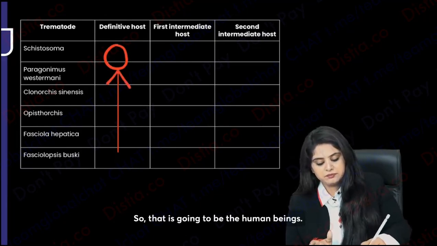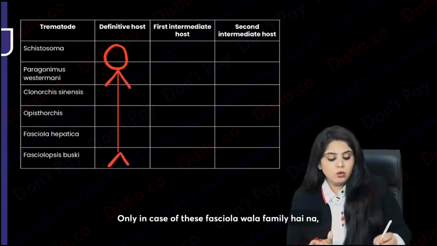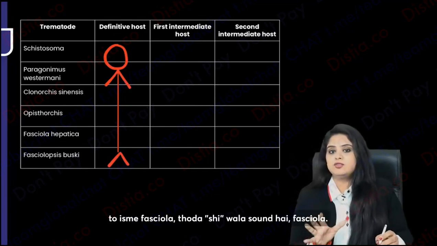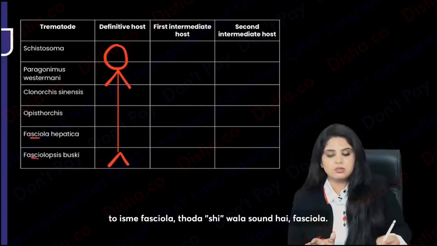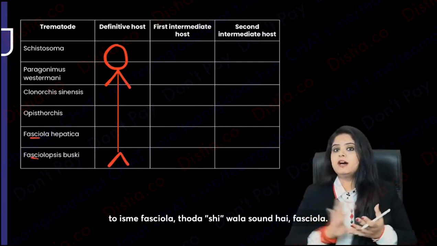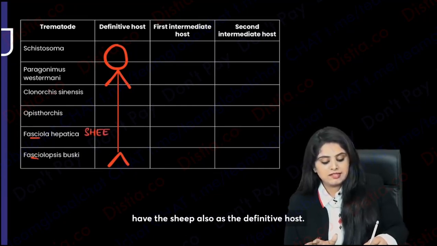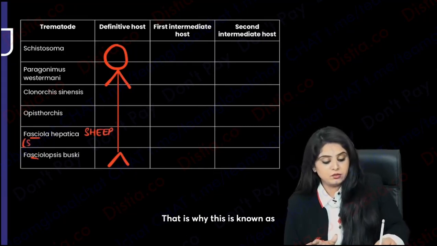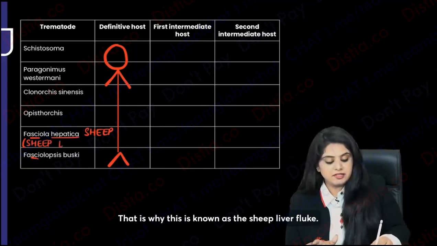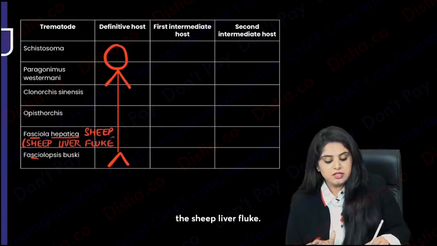So that is going to be the human beings. Only in case of the Fasciola family, there is a bit of a sheep sound in Fasciola. Fasciola, Fasciolopsis buski, especially Fasciola hepatica, can sometimes have the sheep also as the definitive host. That is why it is known as Fasciola for sheep and hepatica for liver. That is the reason it is called the sheep liver fluke.